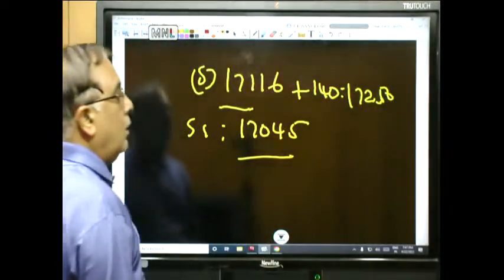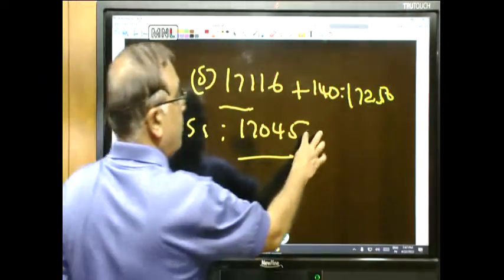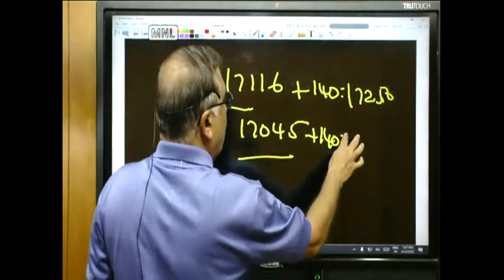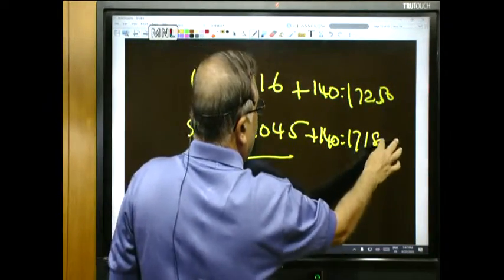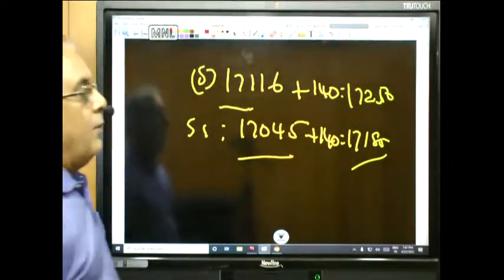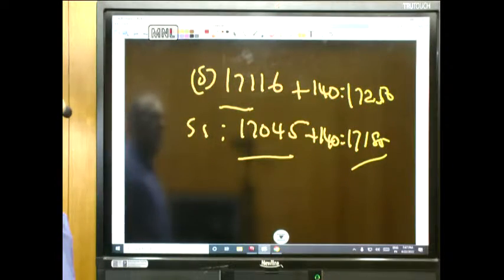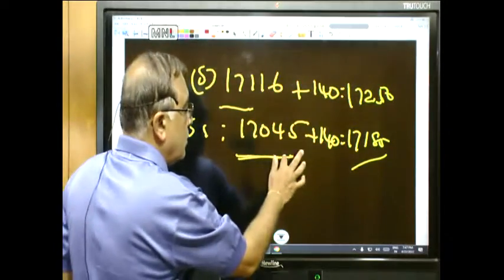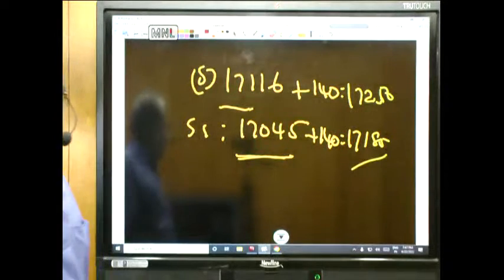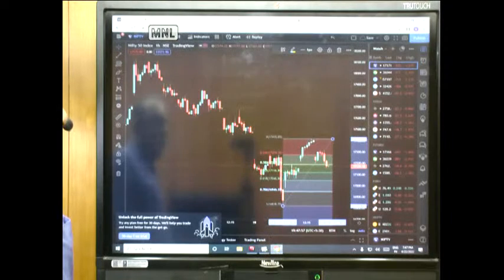If it comes to 17,045 plus 140, it has to move above all these levels to really get back into buy mode. So the only thing you can do, if you want to buy on dips, is buy at 17,045. And then you should look towards putting a stop loss, which is 16,945.